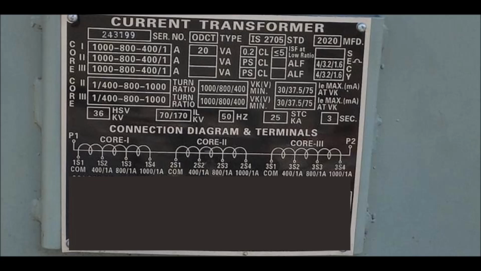Next in the nameplate, the IS standard is mentioned, that is, the standard based on which the CT is designed. Here the standard is IS 2705. IS means Indian Standard. Then the manufacturing year is mentioned in the nameplate, which is 2020, that is, it is manufactured in the year 2020.